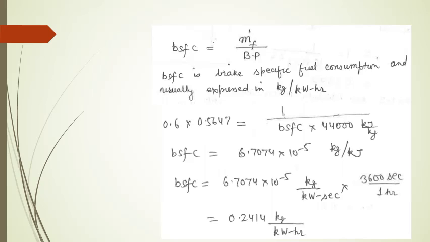Now the BSFC has to be expressed actually in terms of kg per kilowatt hour. So what we have done, we have multiplied it with 3600 second per hour, because you know that kilojoule can be written as kilowatt second. Okay, so the answer comes out to be in kg per kilowatt hour. So that is how you have converted the unit of kg per kilojoule into kg per kilowatt hour, because kilojoule can be written as the product of kilowatt second.